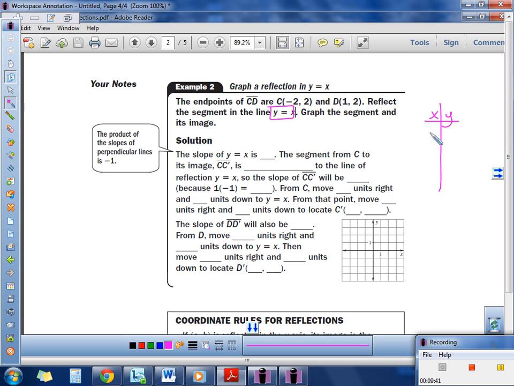So I'm going to make up some numbers, 1, 2, 3. I want my y's to be the same, so what should they be? 1, 2, 3. Now let's graph those points. 1, 1, 2, 2, 3, 3. Can you see the line that it's creating? It's creating a diagonal going through the origin. It looks like this. So there's my line, y equals x.